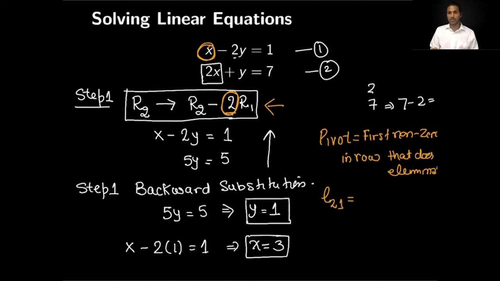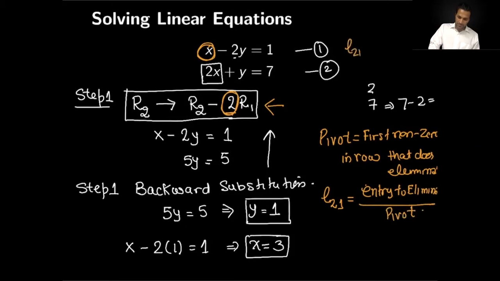How you calculate the right multiplier to eliminate that 2x is very important. The definition is: entry to eliminate, divided by pivot. For example, in this case, the multiplier L21 is the entry to be eliminated, which was 2, divided by the pivot, which is 1.